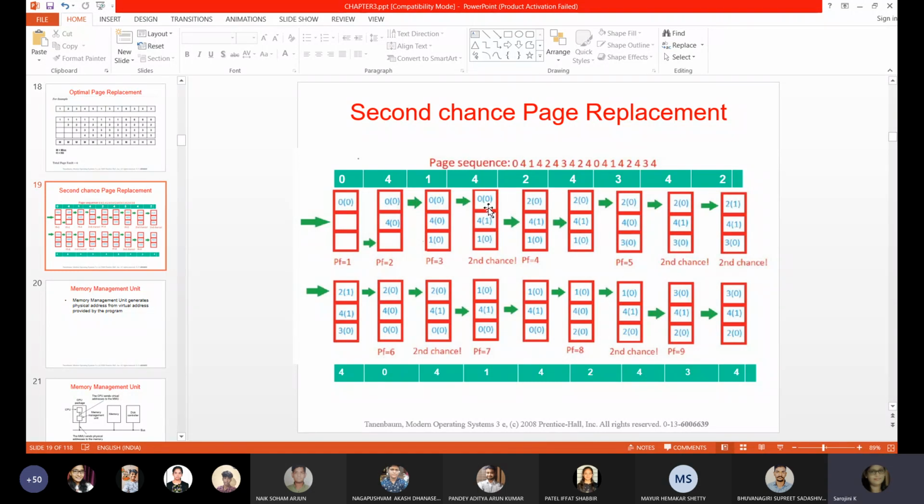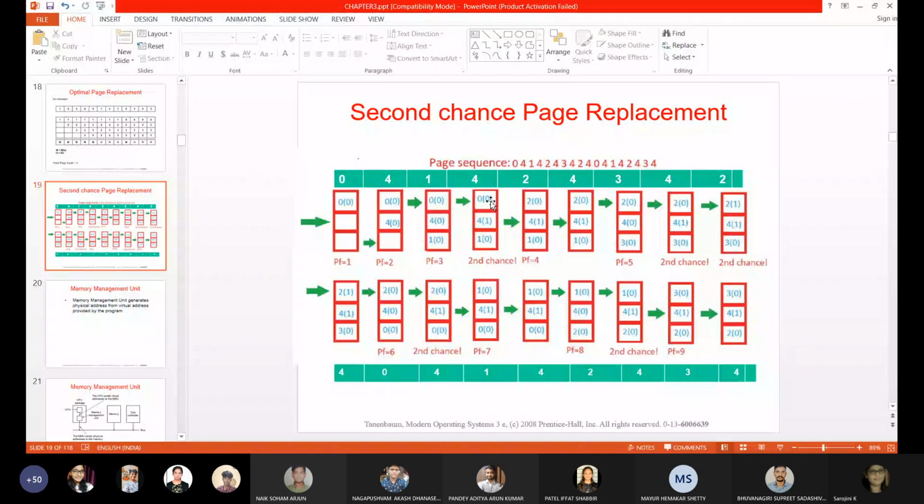The page which is pointed by the pointer and its reference bit is zero, that page will be removed. The page which is currently pointed by the pointer, that is called the clock page, because this is called a clock pointer, no? So currently this page is pointed. This page is called a clock page. The clock page which has reference bit zero will be removed. Okay, two conditions. The page should be clock page and also the reference bit will be zero. Then only we can remove the page.